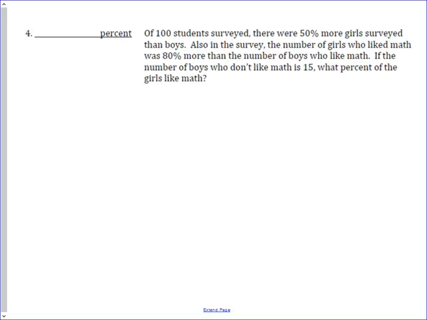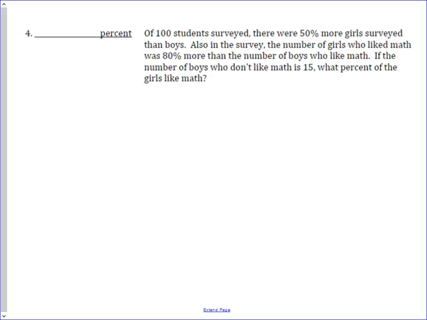Okay, this is number 4 from the target round, the 2015 Sycamore Invitational. And this is a problem where you just have to go through and keep track of information. So it says you've got 100 students that were surveyed, and it says there are 50% more girls surveyed than boys. And so you need to deal with that first.